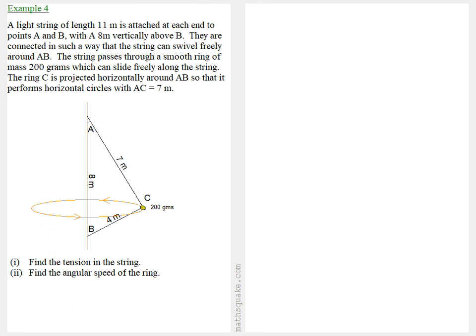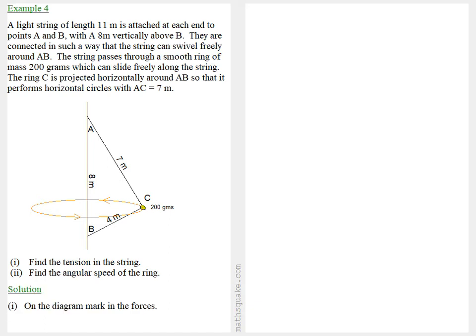In example 4, a light string of length 11 meters is attached at each end to points A and B, with A 8 meters vertically above B. They're connected in such a way that the strings can swivel freely around AB. The string passes through a smooth ring of mass 200 grams, which can slide freely along the string. The ring C is projected horizontally around AB so that it performs horizontal circles with AC equal to 7 meters. In the first part, we're asked to find the tension in the string.